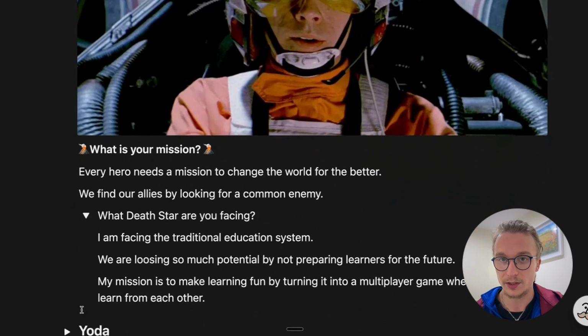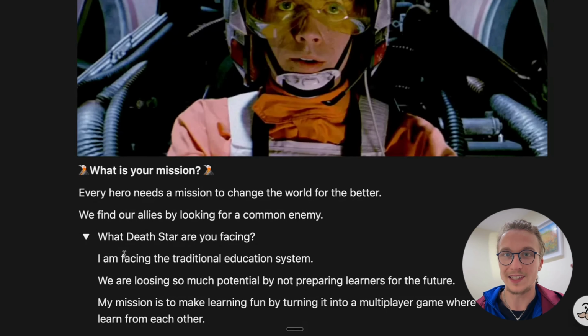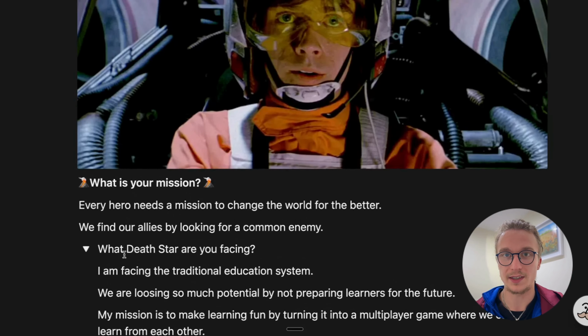And the question that we're going to comment underneath the origin post that we created all the way in the beginning is essentially this. So this is what I'm doing. I'm a fan of threes, so I'm keeping it in threes. And I'm ultimately facing the traditional education system. We are losing so much potential by not preparing the learners for the future. And my mission is to make learning fun by turning it into a multiplayer game where we can all learn from one another. So this is ultimately the thing that drives everything that I'm doing.